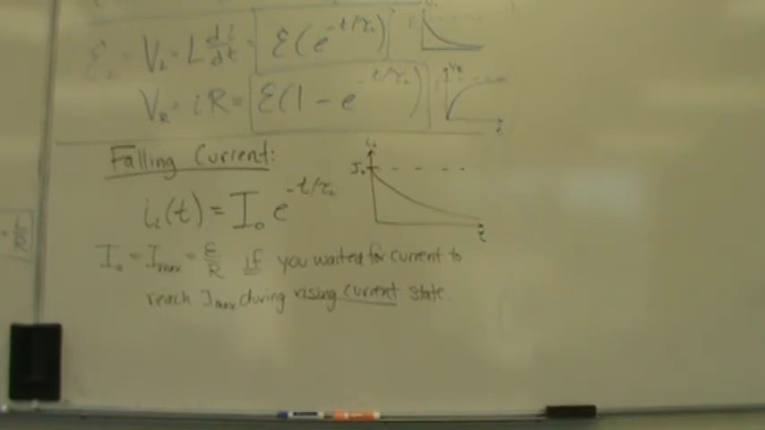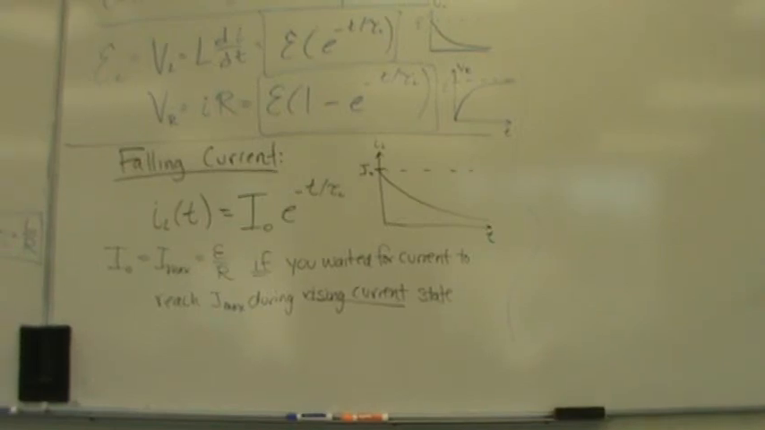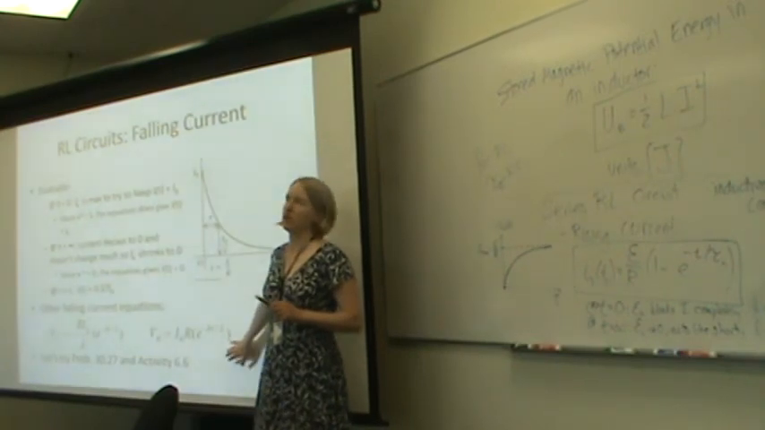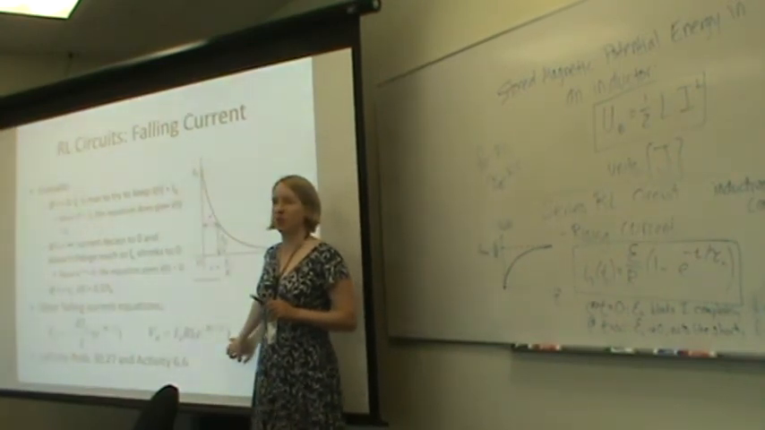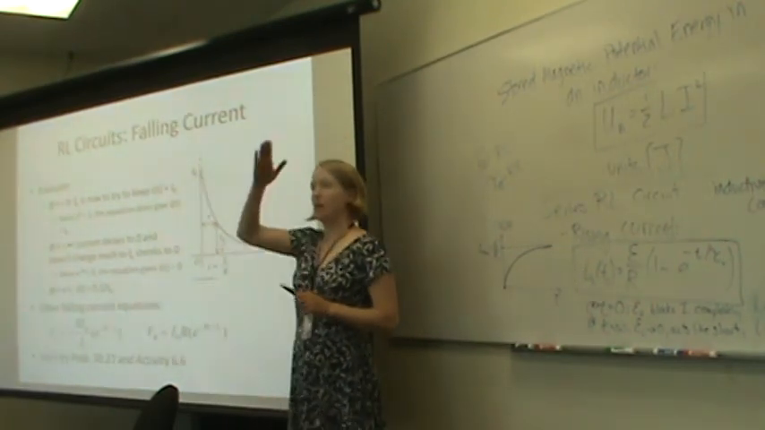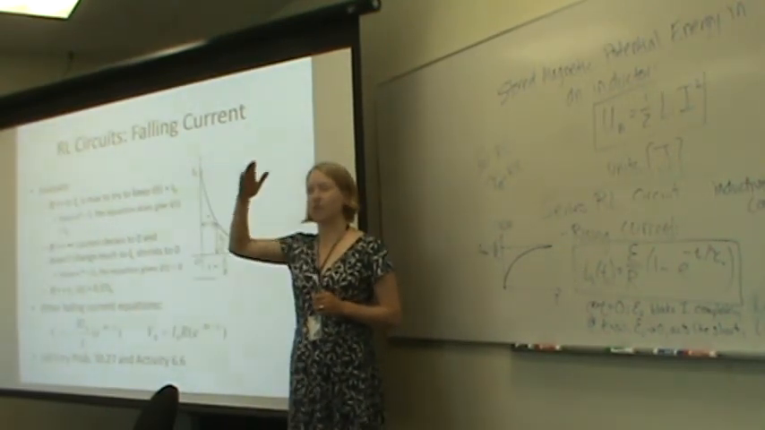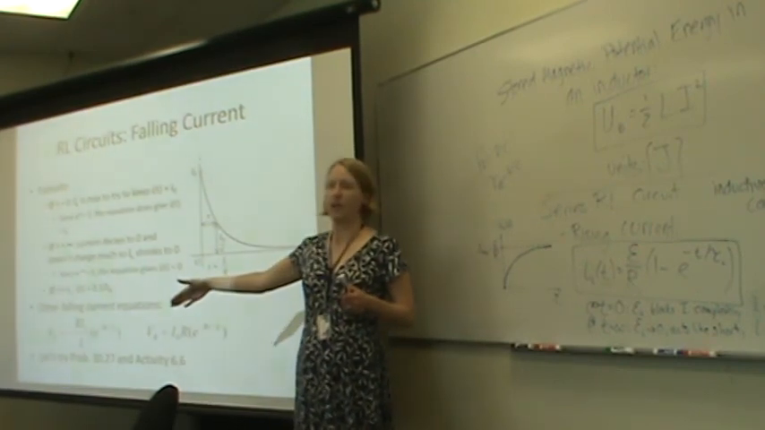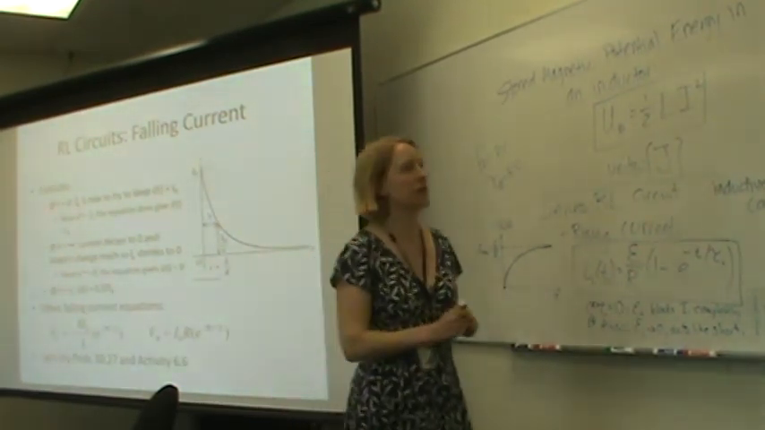And then we've got our similar equations for the induced EMF, or V sub L, across the inductor, and the voltage across your resistor. And both of those have just e terms, so they're both decaying, because of course the current's going away, so you've got everything ending up at 0 when you're done.